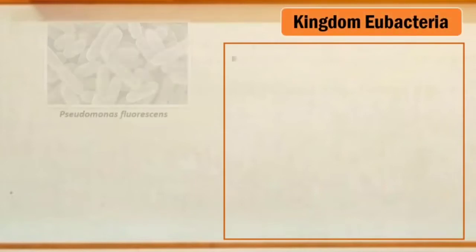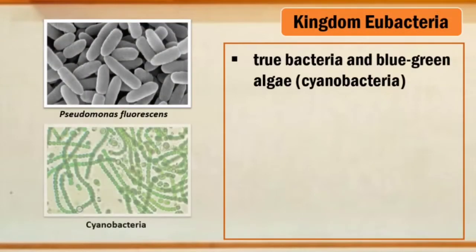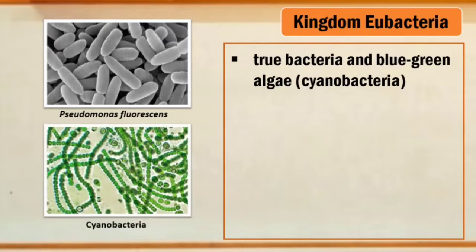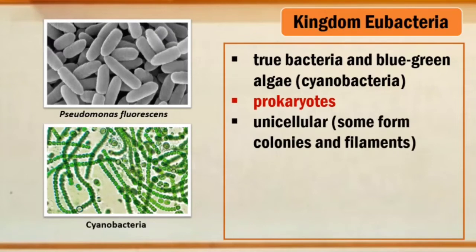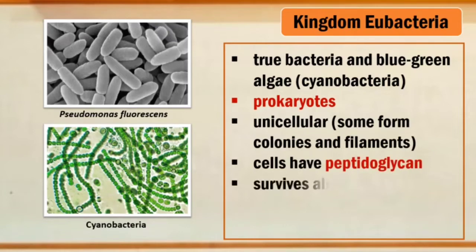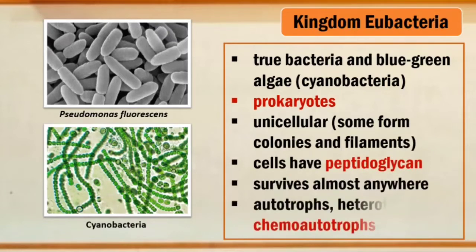Next is kingdom Eubacteria. These are the true bacteria such as the Pseudomonas fluorescens. It also includes blue-green algae or the cyanobacteria. Just like archaea, they are prokaryotic and unicellular, however, some form colonies and filaments. Unlike archaea, its cell contains peptidoglycan. They survive almost anywhere, and they could be autotrophs, heterotrophs, or chemoautotrophs. Chemoautotrophs means they can synthesize food through the use of chemical energy.